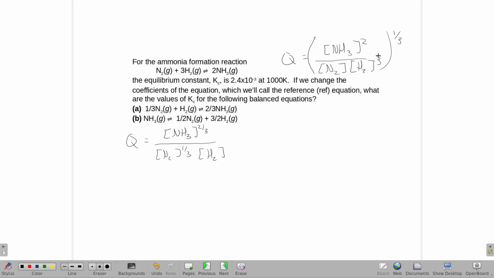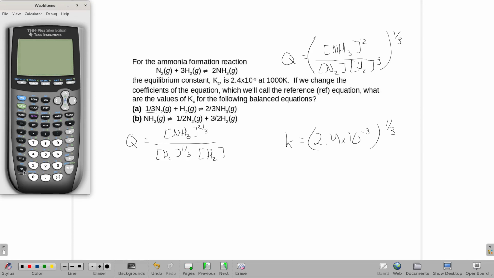So since we're multiplying all the coefficients in this equation by 1/3, we'd raise the K to the 1/3 power. And so the K for A is, let's see what it is, 2.4 times 10 to the -3rd raised to the 1/3 power. And we get a K of 0.13.